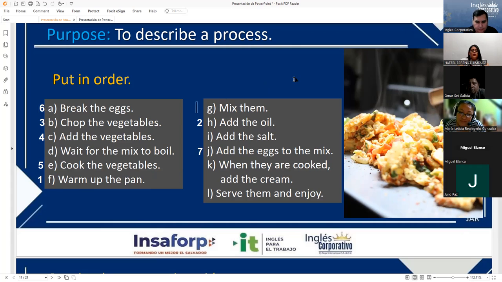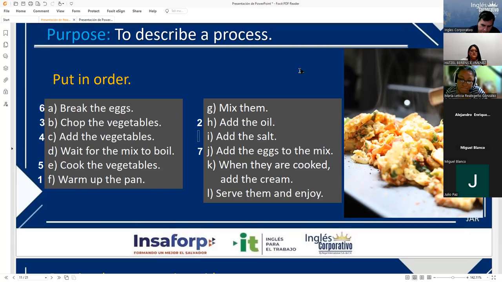Maybe add the salt and then mix them. Add the salt and then mix them. Nine. Yeah. Okay. What's number 10? Wait for the mix to boil. And what's number 11? When they are cooked, add the cream. Okay. Aha. And the last one?